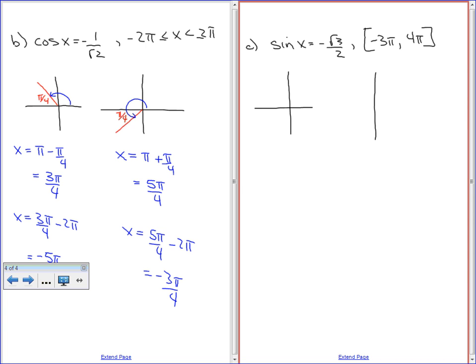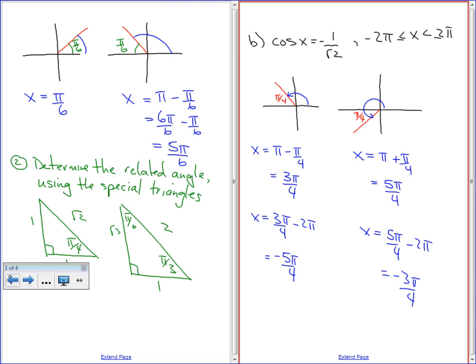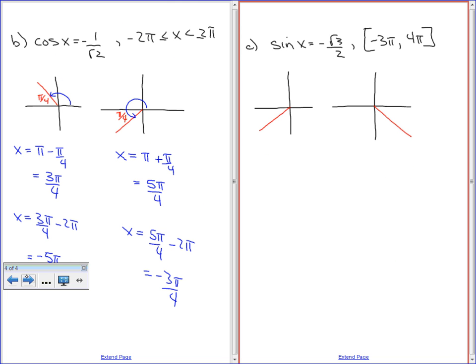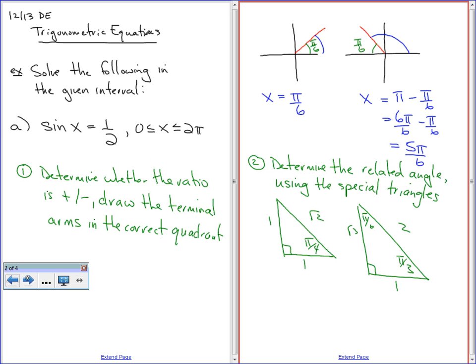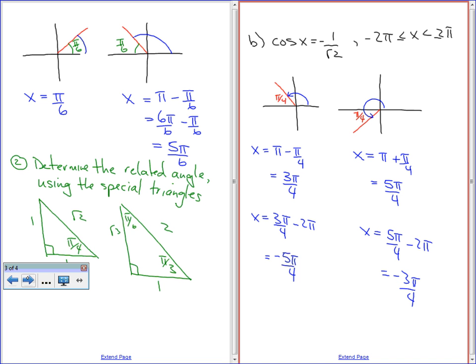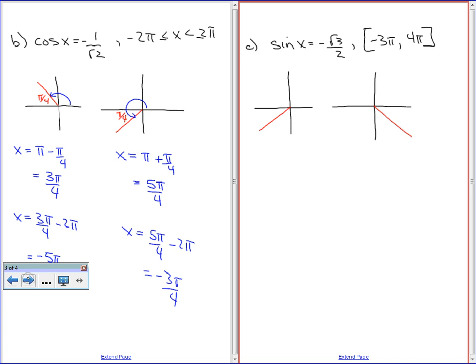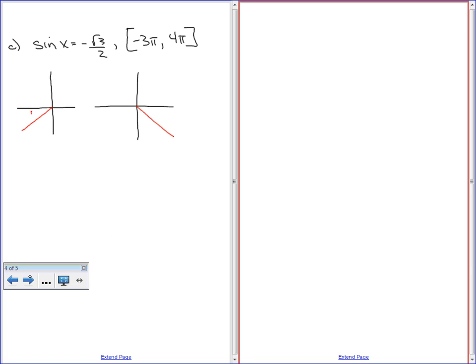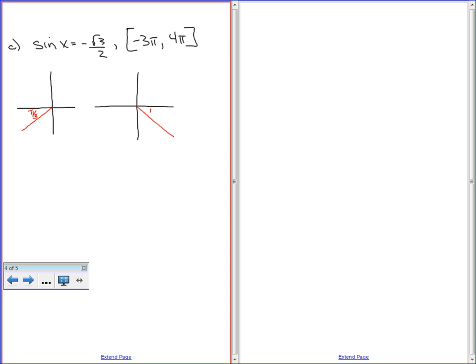So I'm drawing my two sets of axes. My terminal arm: sine is negative in quadrant 3, and sine is negative in quadrant 4, right, because of the CAST rule. I look for what angle will give me a sine ratio of √3 over 2. Again, we're forgetting the negative. That's what the terminal arms were. So √3 over 2, it looks like an angle of π over 3. So this is π over 3. This is π over 3.